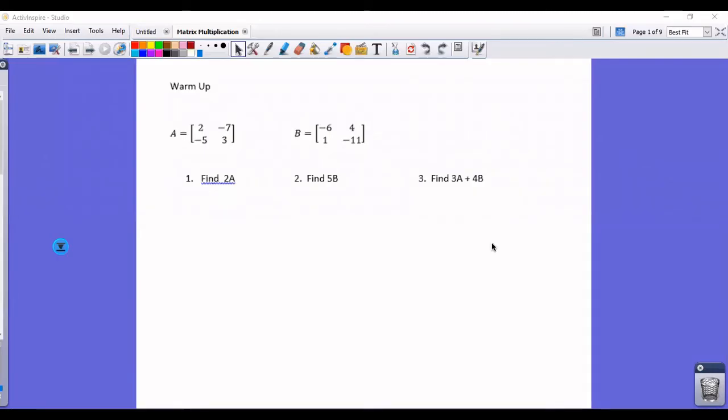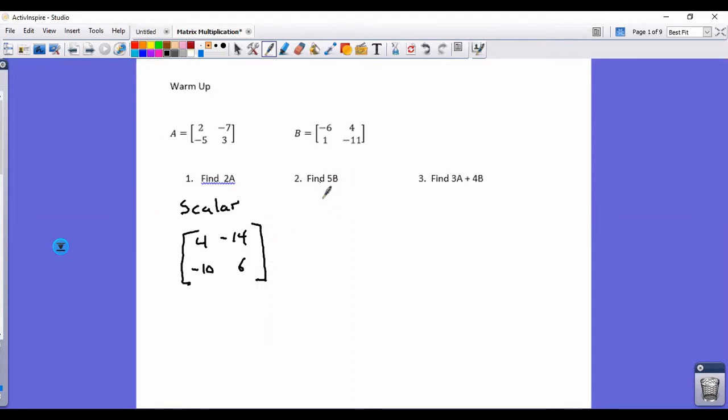All right. So on Friday, we talked about just regular addition, subtraction, and what's called scalar multiplication, when you're just multiplying by a number. If you're going to do 2a, then you're just going to multiply 2 times all 4 elements of a. That'd be 4, negative 14, negative 10, 6.